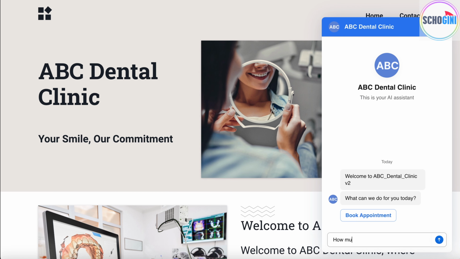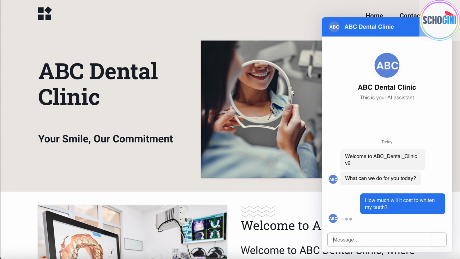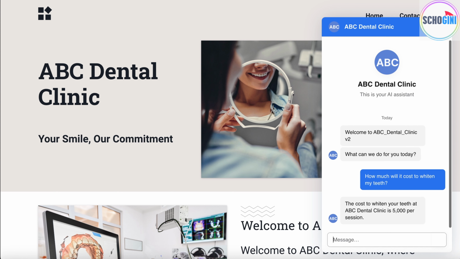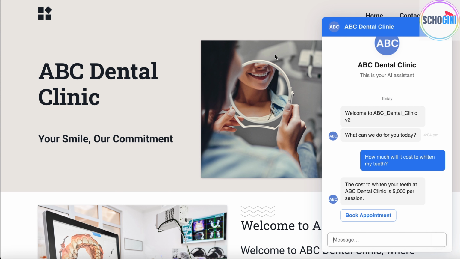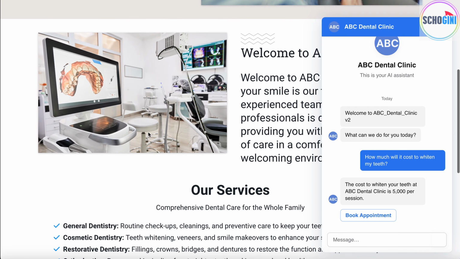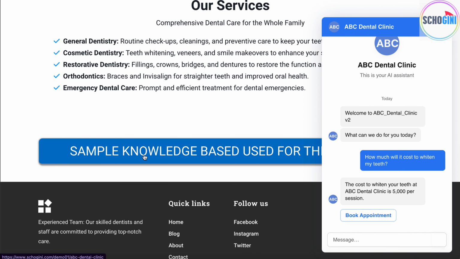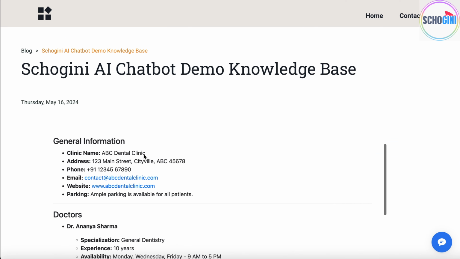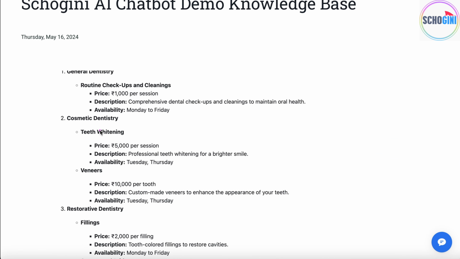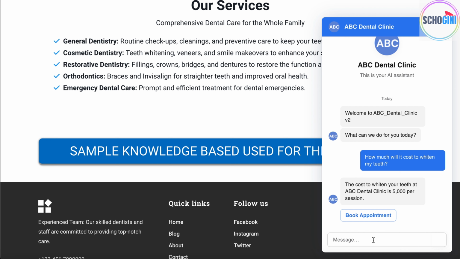Now let's ask, how much will it cost to whiten my teeth? It gives an answer from the knowledge base that it is going to cost 5,000. Now let's verify this in the knowledge base. Okay, see, here is the answer. Notice that this answer is not blindly picked up from here and pushed to the user. It is intelligently converted into a meaningful answer and given back to the user.